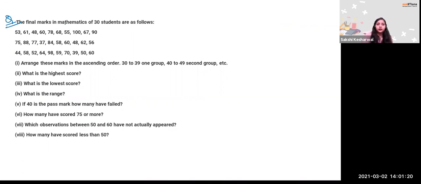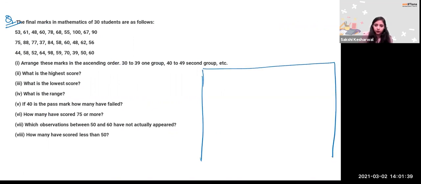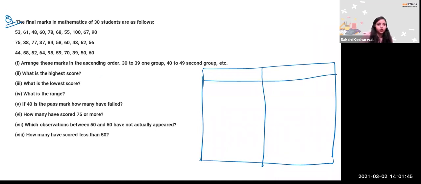Now, coming to this question. It says that the final marks in mathematics of 30 students are as follows, right? These are the marks. Arrange these marks in ascending order, from 30 to 39 in one group, and 40 to 49 in one group, right? So let's see what the minimum number is. You have to just do the grouping, right? So what are the groups you can have? Make a table like this. Arrange them in ascending order from 30 to 39, right? So these are the groups.